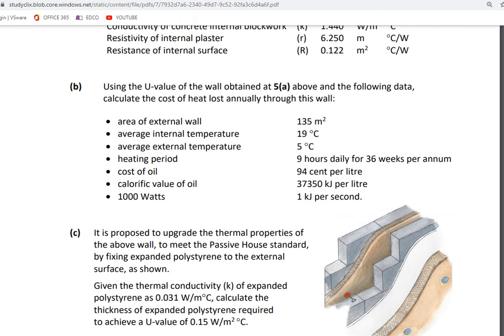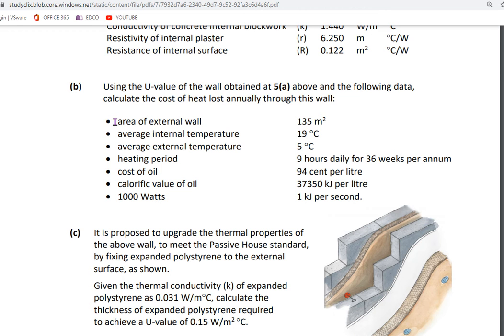What we figured out in Part A was how much heat is getting lost through 1 metre squared of wall area. What Part B is asking us to figure out is how much heat is going to get lost through the entire external wall area, and then how much is it going to cost us to replace that heat by burning oil. We've been given some values.